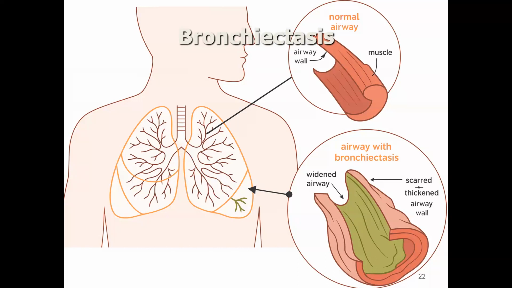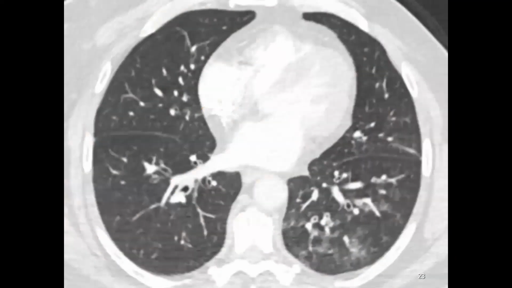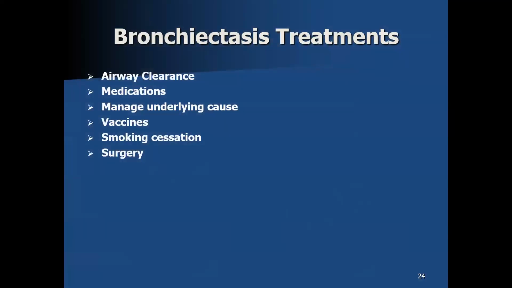The accumulation of secretions and infection-related inflammation stimulate cough receptors in the bronchial walls. The result is a chronic, often productive cough, the hallmark symptom of bronchiectasis. The gold standard in diagnosing bronchiectasis is high-resolution CT scan. Treatment is focused on controlling infection, clearing mucus, reducing inflammation, and preventing further lung damage. Management is typically multifaceted, involving medications, airway clearance techniques, and sometimes surgery. Clearing mucus is the cornerstone of bronchiectasis management.